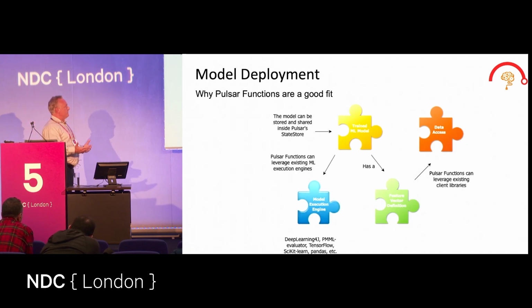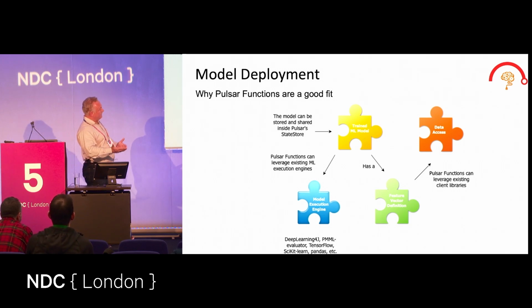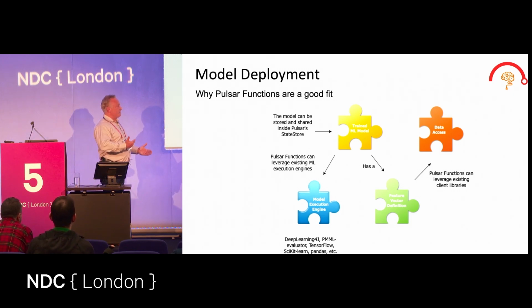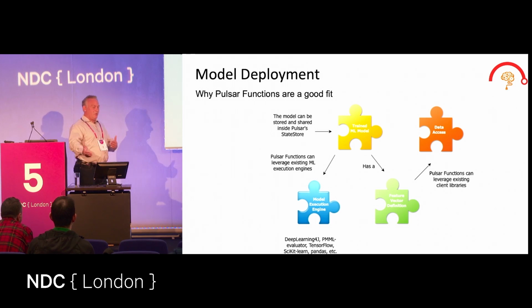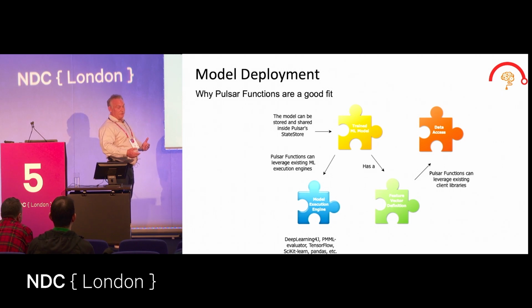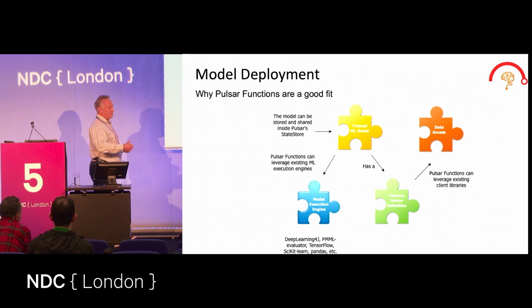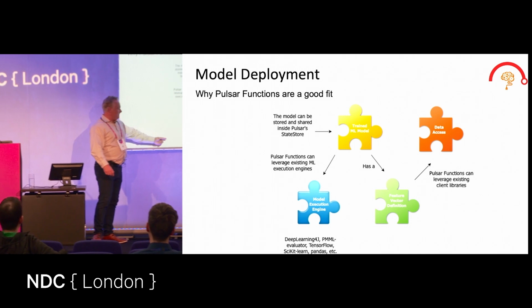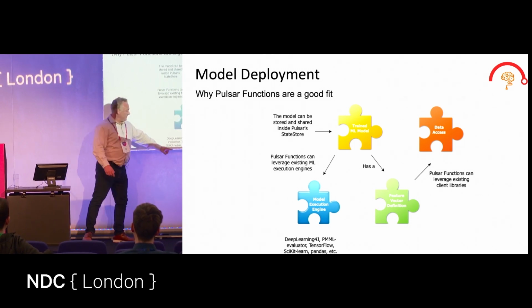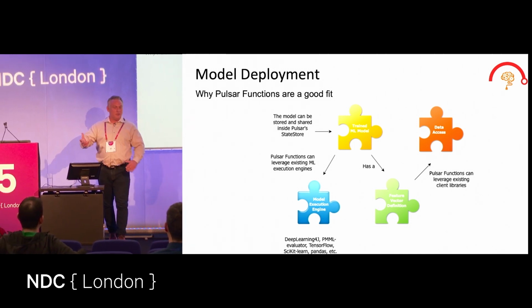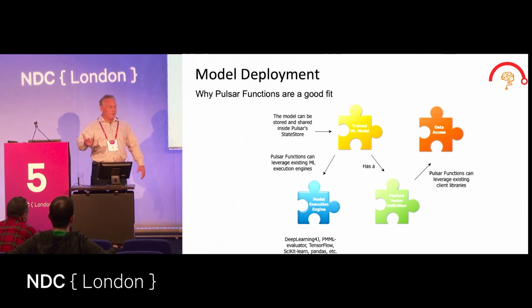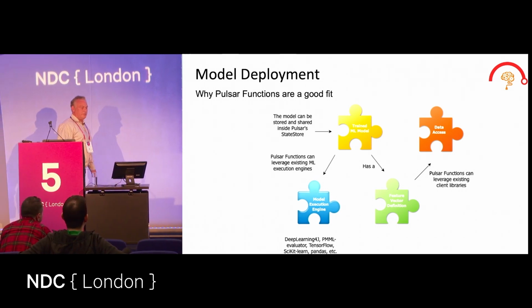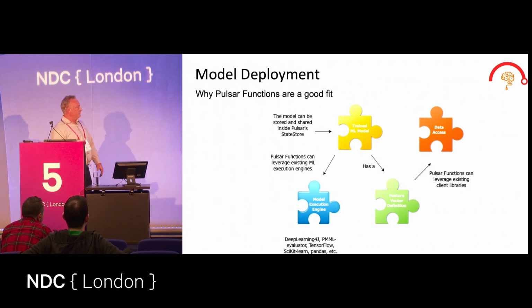And why Pulsar functions are a good fit is, as I mentioned, the model can be stored and shared inside the Pulsar state store. We don't have to go out and look up arbitrarily. They can push it to us and change it arbitrarily on the fly, and we can get that information. We can access it directly inside our runtime. We can leverage existing ML execution engines. These are some Java-based ones, but if you're using Python, you can use Pandas, TensorFlow. You just pick the model you want, grab that third-party library, bundle it with your jar file. That's it, and then you can use that library just like you would any other piece of code.